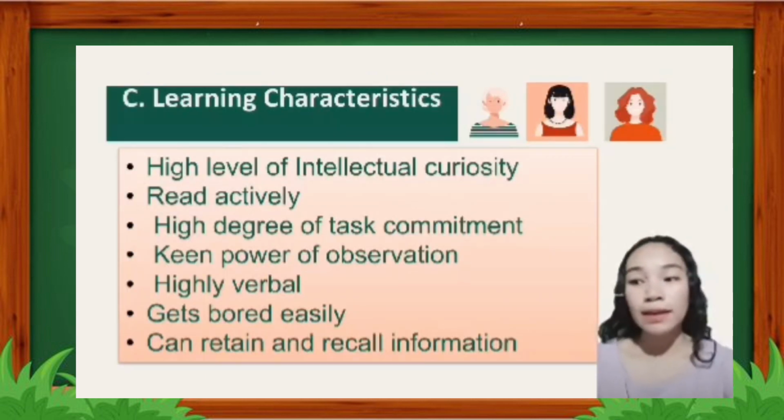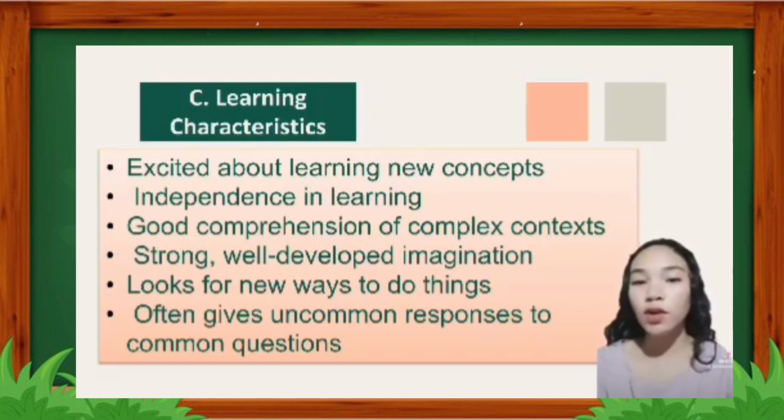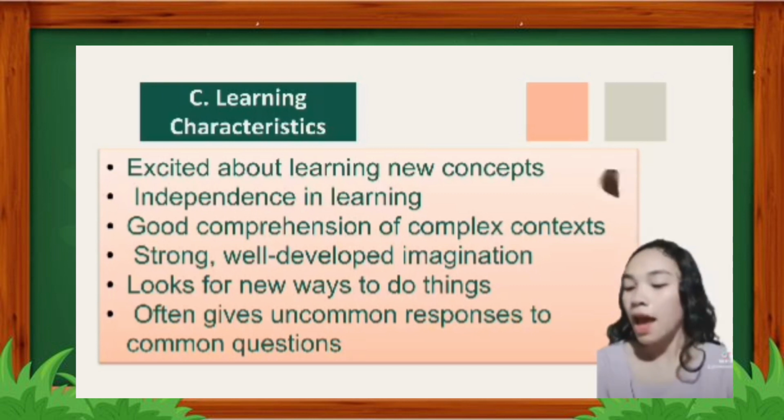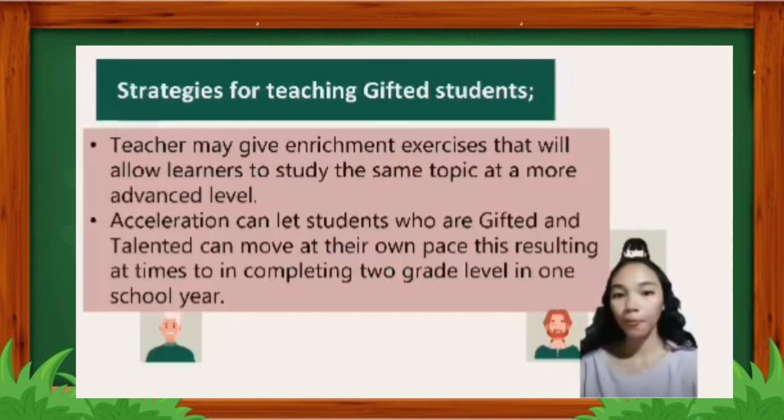Number 1, they will exhibit a high level of intellectual curiosity, reads actively, high degree of task commitment, keen power of observation, high verbal ability, gets bored easily, can retain and recall information, excited about learning new concepts, independence in learning, good comprehension of complex text, strong, well-developed imagination, looks for new ways to do things, and lastly, often gives uncommon responses to common questions. So letter D are the strategies for teaching gifted students.